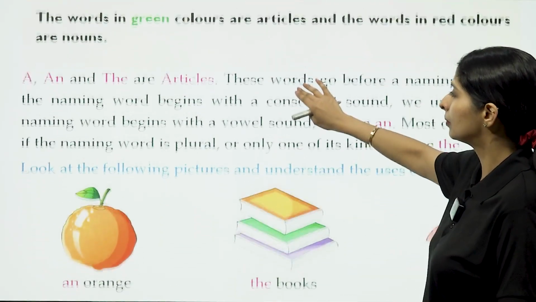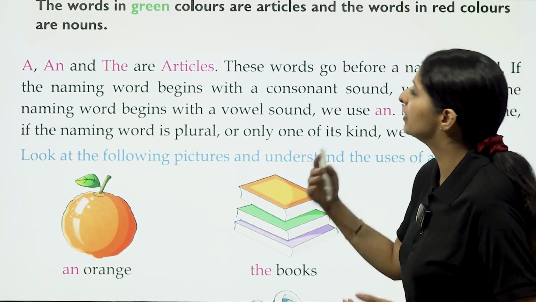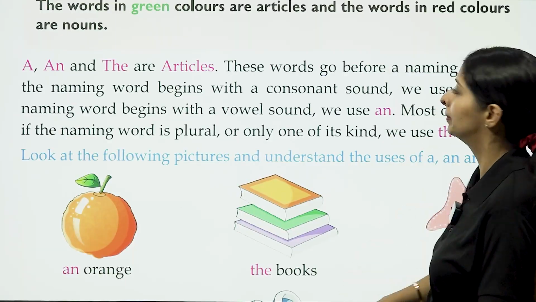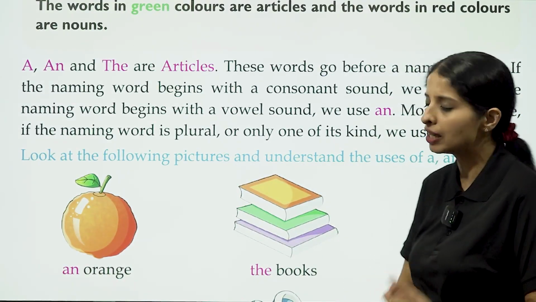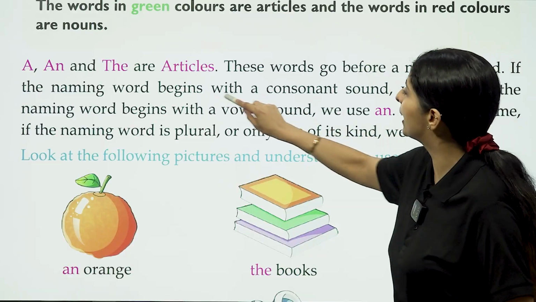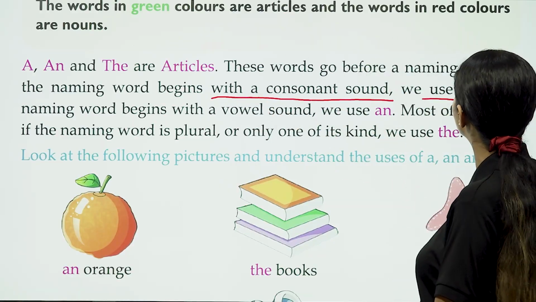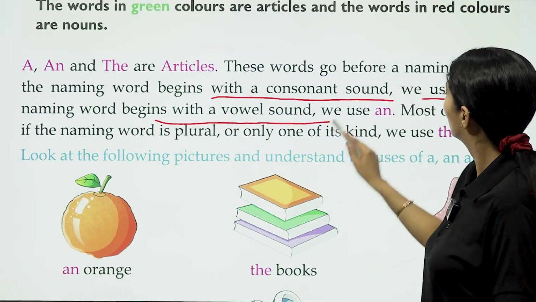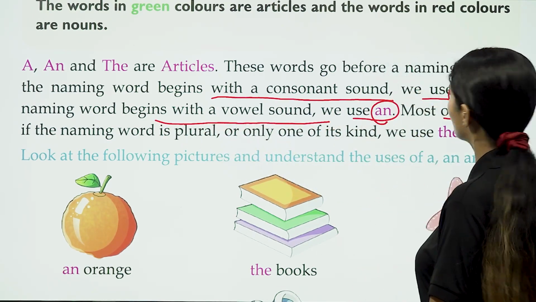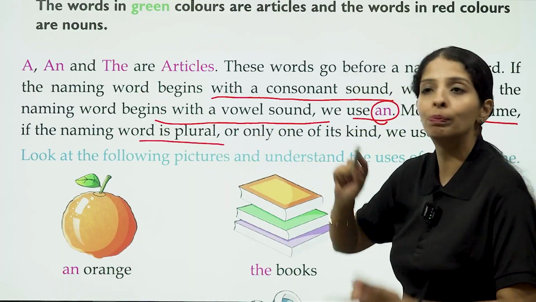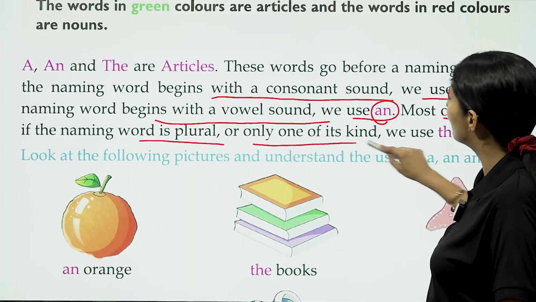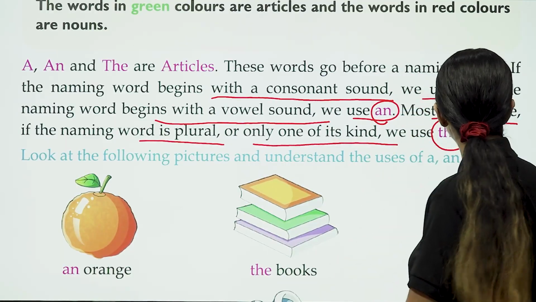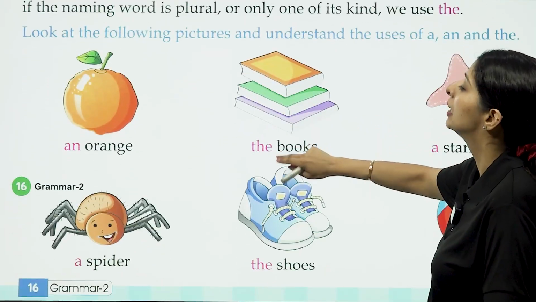Now, A, An and The are articles. These words go before a naming word. If the naming word begins with a consonant sound, we use A. If the naming word begins with a vowel sound, we use An. Most of the time, if the naming word is plural or only one of its kind, we use The. So this is the use of A, An and The.